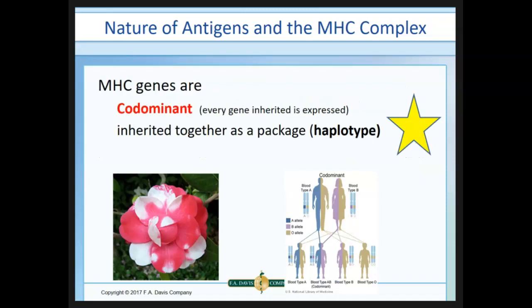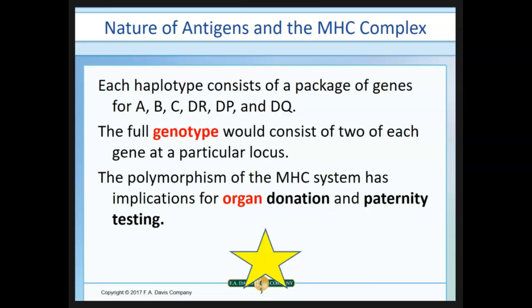MHC genes are also co-dominant, so that means every gene inherited is expressed. Inherited together is a package called the haplotype. Each haplotype consists of a package of genes for A, B, C, DR, DP, and DQ. The full genotype would consist of 2 of each gene at a particular locus.